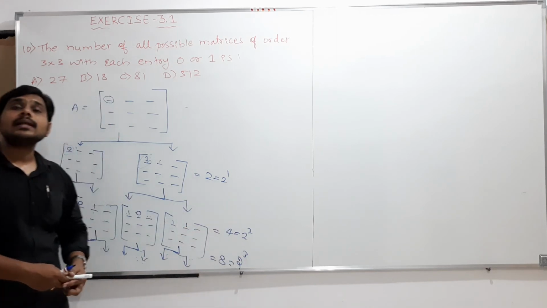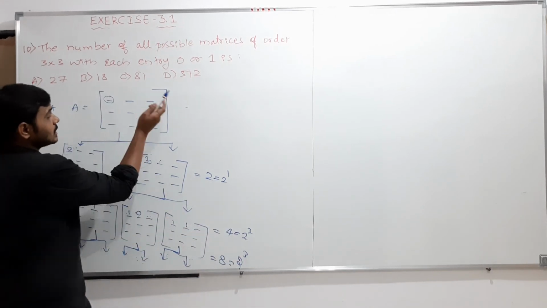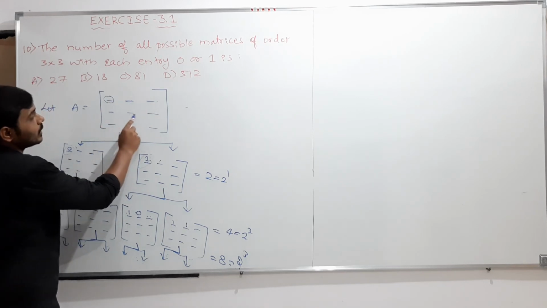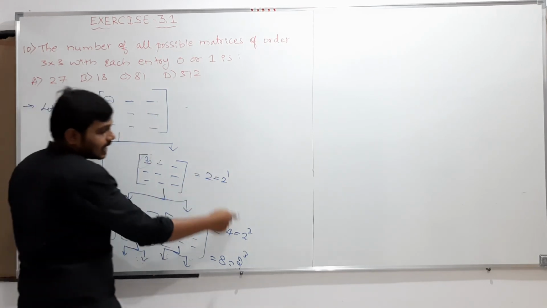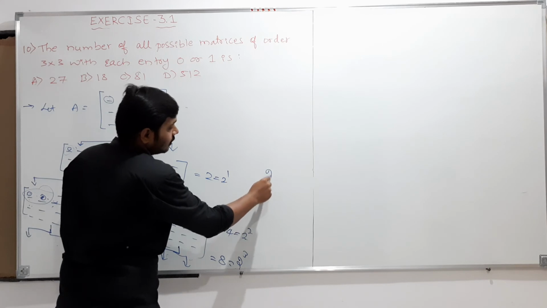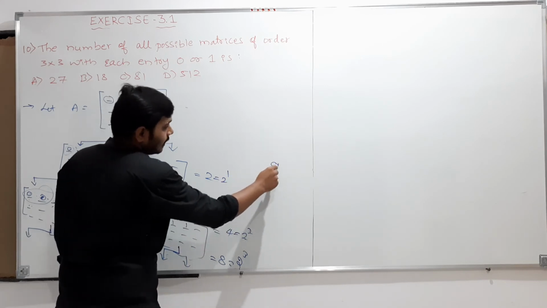So totally how many elements are you changing? You are changing totally 1 2 3 4 5 6 7 8 9. So totally 9 elements you are changing. Therefore the answer is 2 to the power 9.